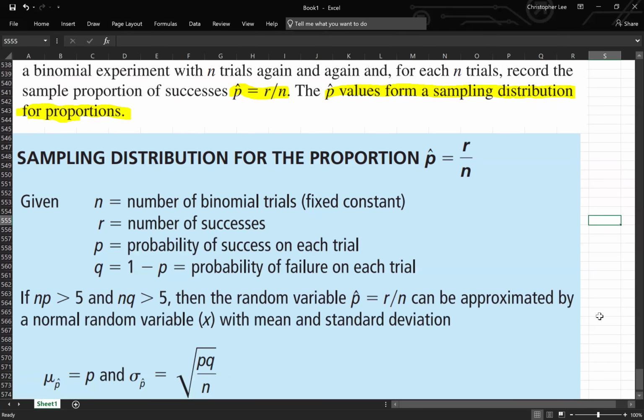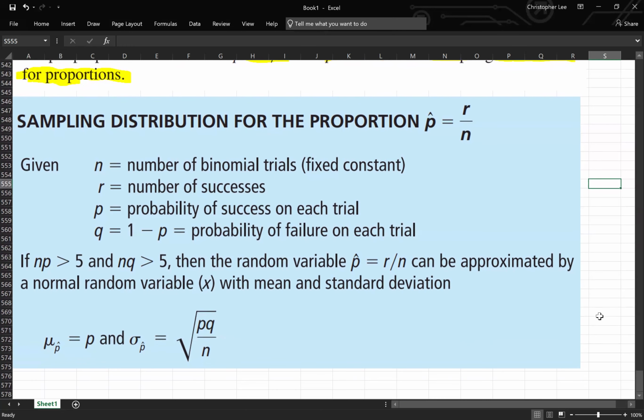If n times p is greater than 5 and n times q is greater than 5, then the random variable p hat equal to r divided by n can be approximated by a normal random variable x with the mean and standard deviation. The mean for p hat is going to be equal to p. The standard deviation for p hat is equal to the square root of p times q divided by n. All on your formula sheet. You don't got to memorize it. Some good stuff right here.